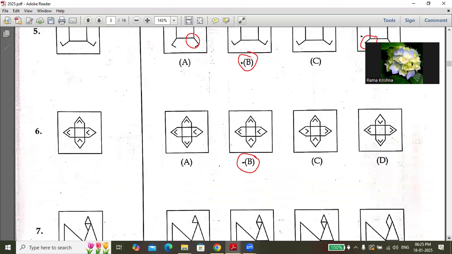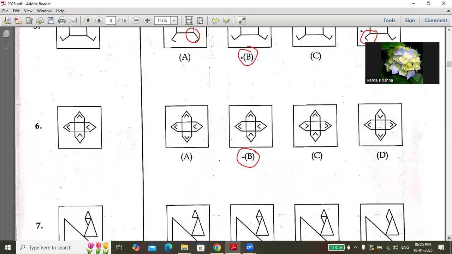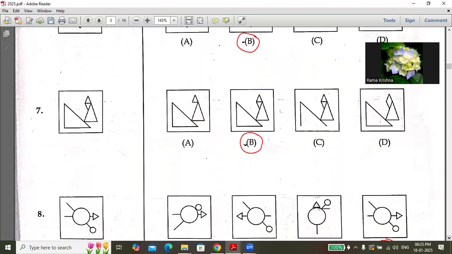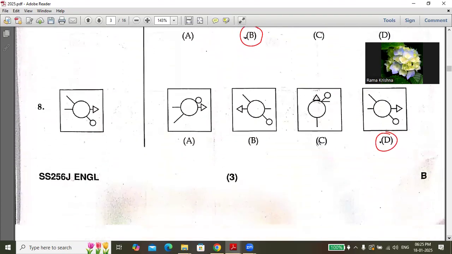For the sixth one, similarly, B for Bangalore is the correct answer. Seventh one, B for Bangalore is the correct answer. Eighth one, D is the correct answer. D for Delhi, B for Bangalore. I say it this way because they sound similar. So next.